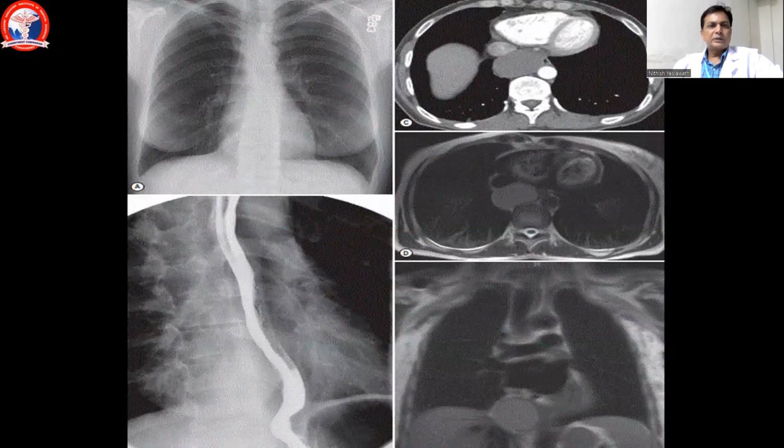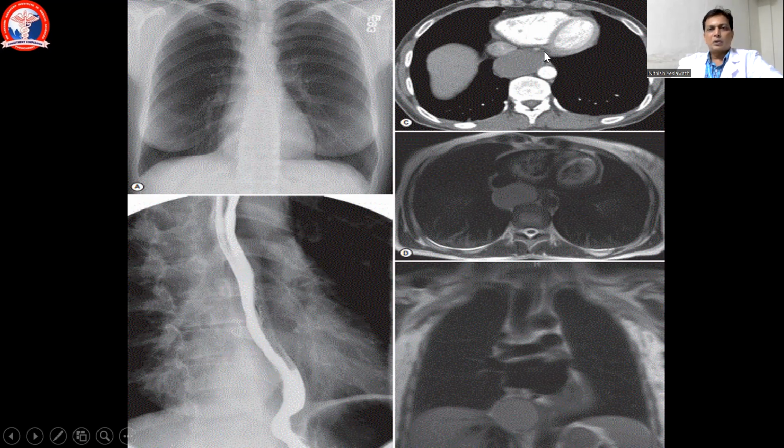Another case where we see here a frontal radiograph. What is important on this particular radiograph is that the esophageal line recess is towards the left, it is pushed towards the left. So it indicates a lesion at the esophageal level. And next is a barium swallow here, where the esophagus is seen pushed to the anterior side.